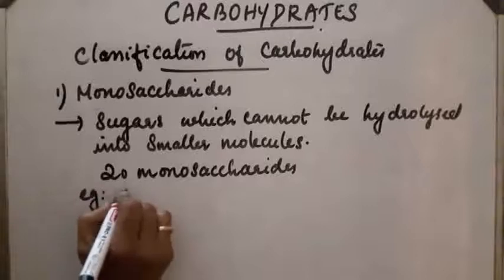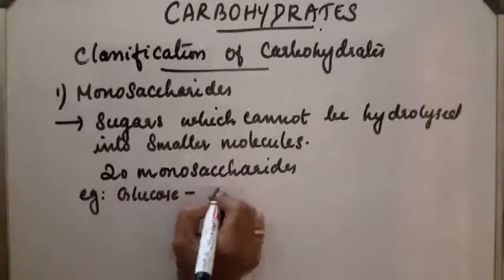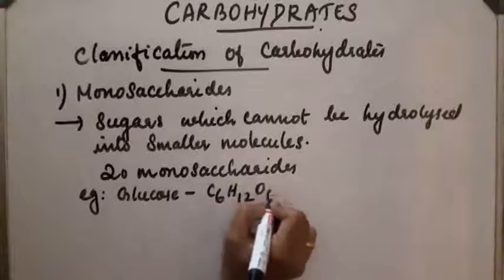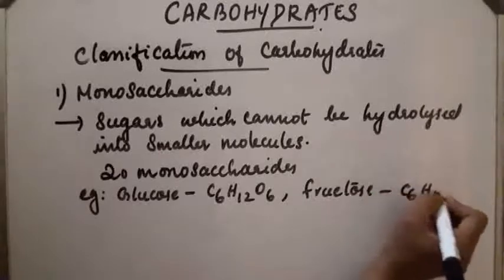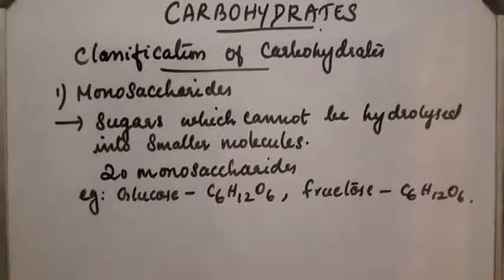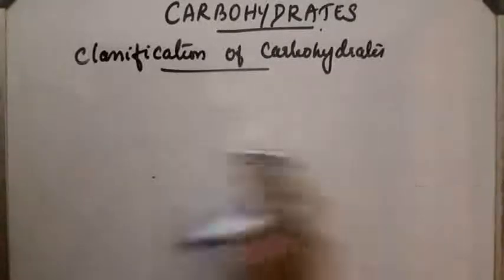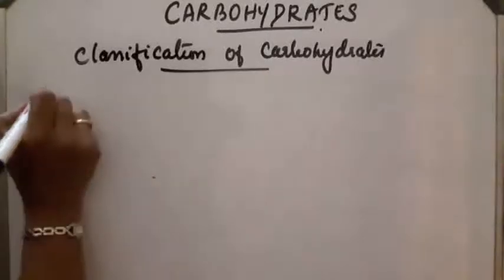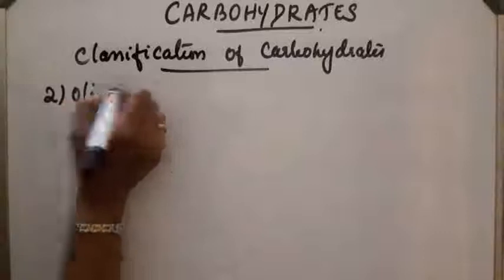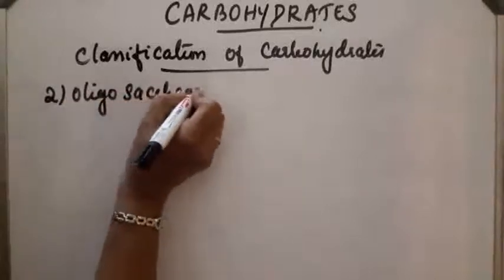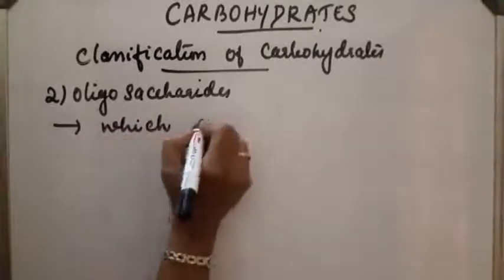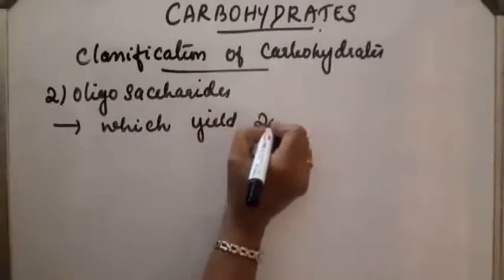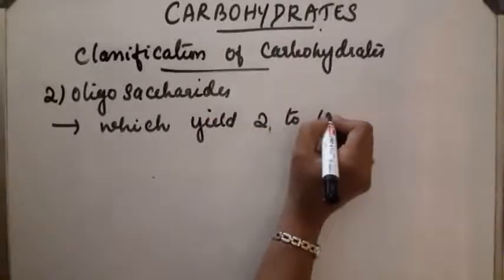Examples: glucose, C6H12O6, and fructose, same formula, C6H12O6. These are some examples of monosaccharides. Second one is oligosaccharides. These are sugars which yield 2 to 10 monosaccharides on hydrolysis.